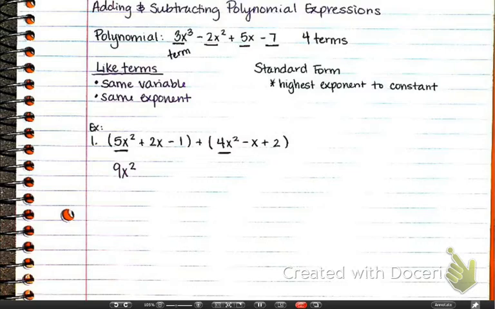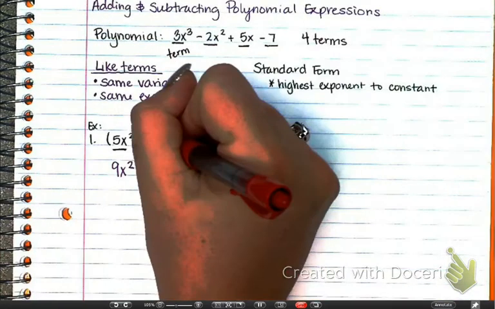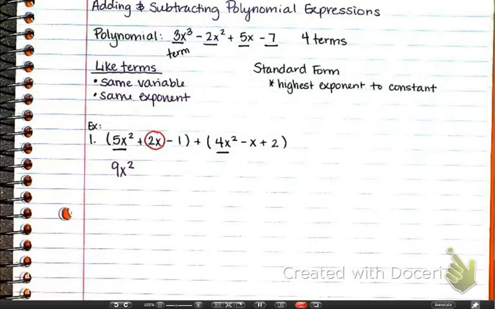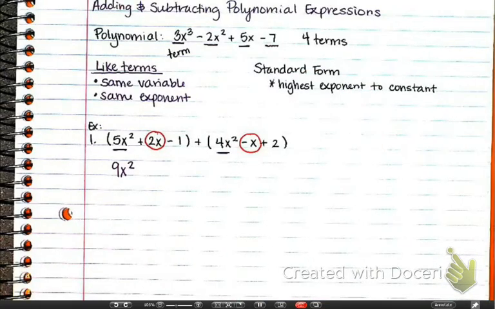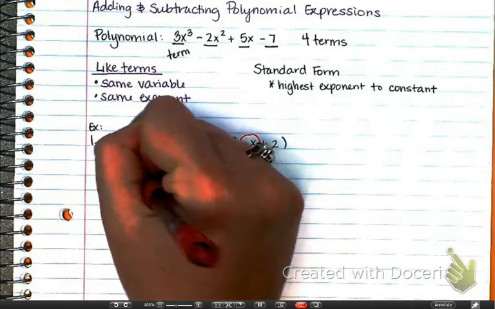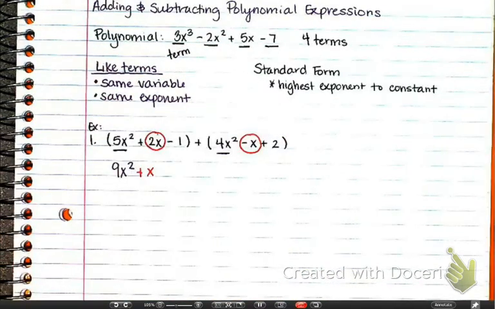What's my next highest exponent? 1. So I have a 2x and I have a -1x. So 2 minus 1 is 1, and it's a 1x. If you just want to write x, that's fine. You can put the 1 in front if you want.